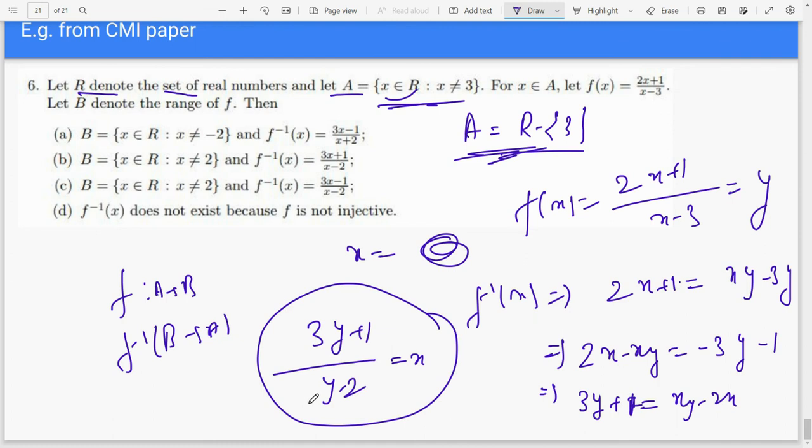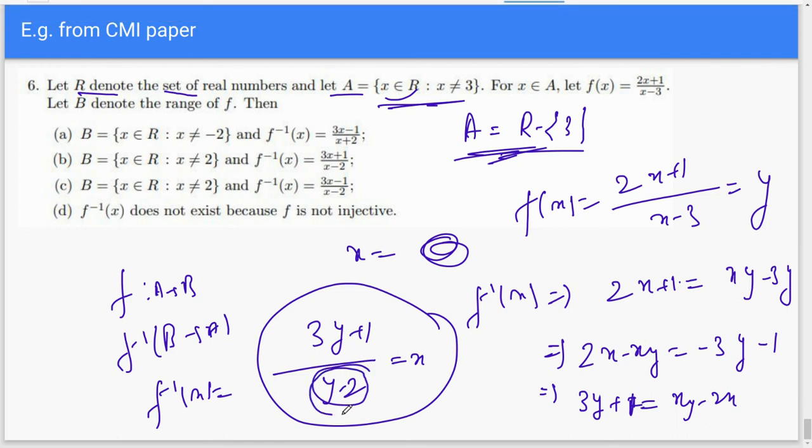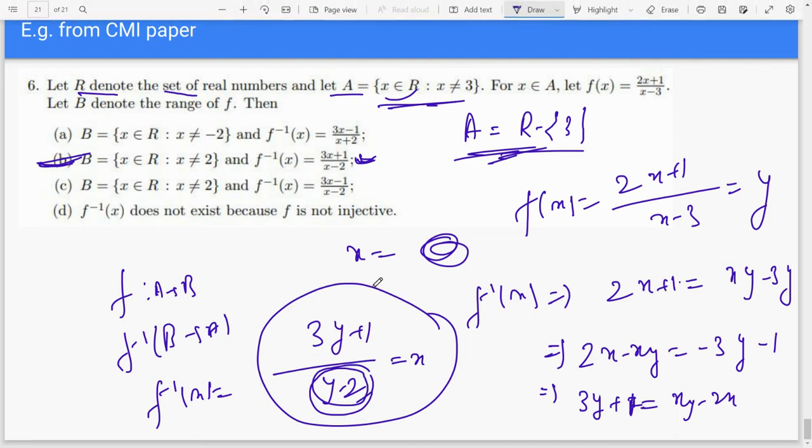But the thing is, if you find f inverse x, this particular thing is not going to take the value 2. If you take the value 2, it is going to take infinity. So this thing is not defined for x equal to 2. So which of the following is correct? This option is correct, but x should not be equal to 2. So you have to find it this way. The simple question is: find the inverse and also find for which x it will be defined.